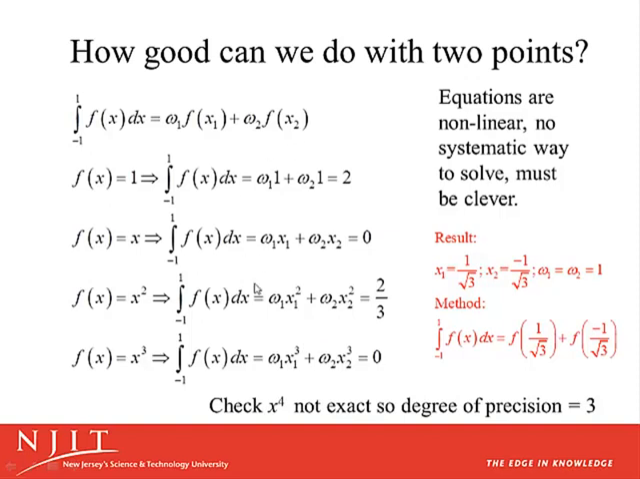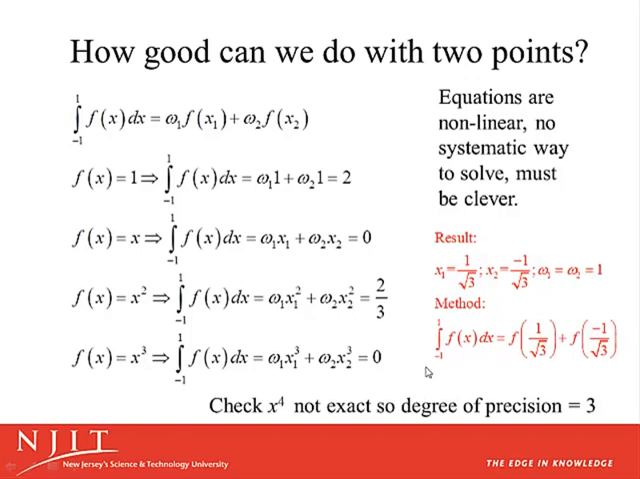But we can solve these four equations for omega 1, omega 2, x1, and x2. And when one uses these clever methods to solve it, we find that x1 is 1 over the square root of 3. x2 is symmetric to that, minus 1 over the square root of 3. Omega 1 and omega 2 are equal to 1.